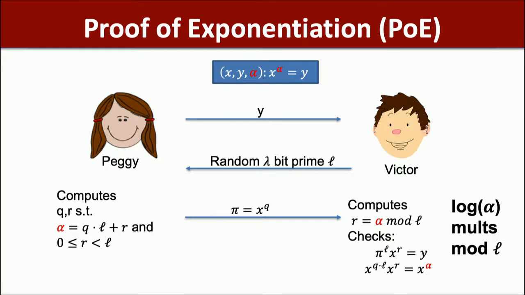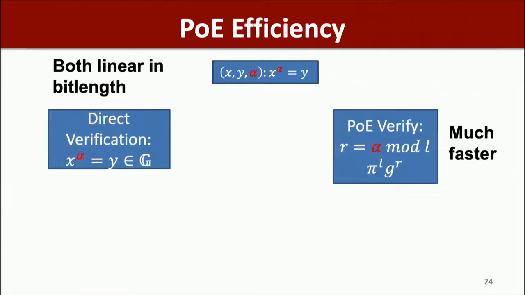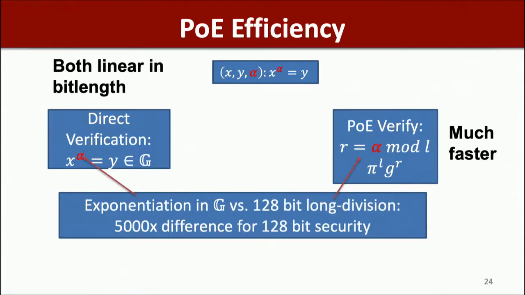Well, it turns out that basically the same protocol still works. However, now the efficiency is log of alpha. So asymptotically, it's not necessarily better, but it turns out that in practice, with this proof, I can get a 5,000 factor speed up.